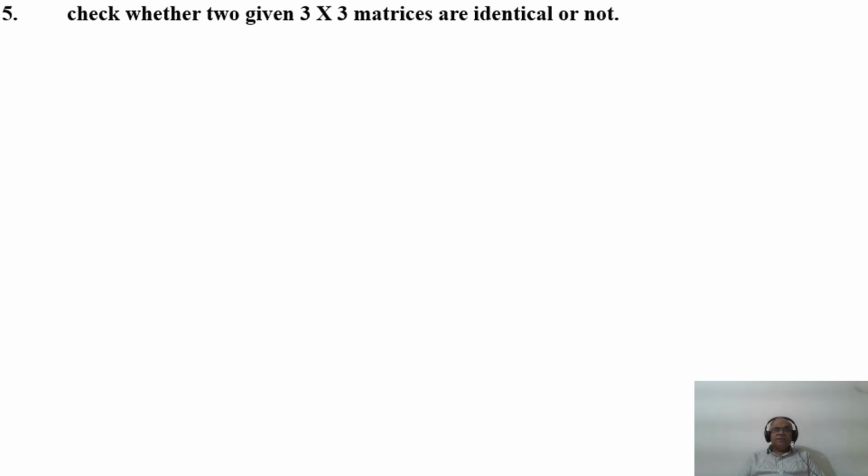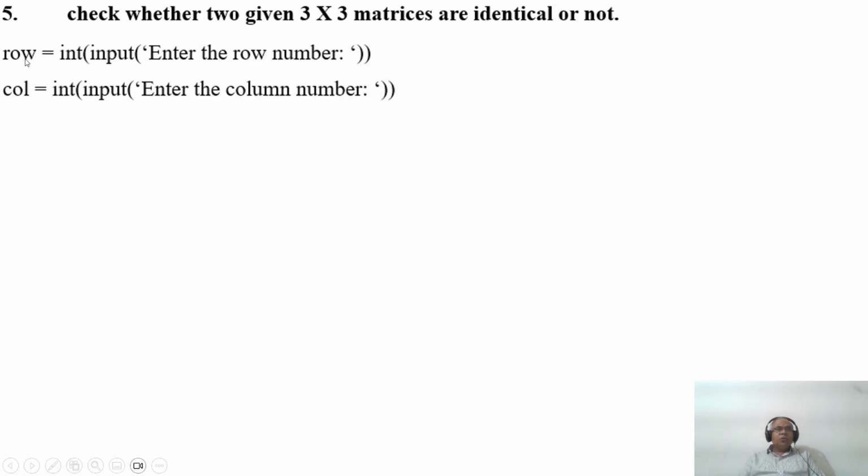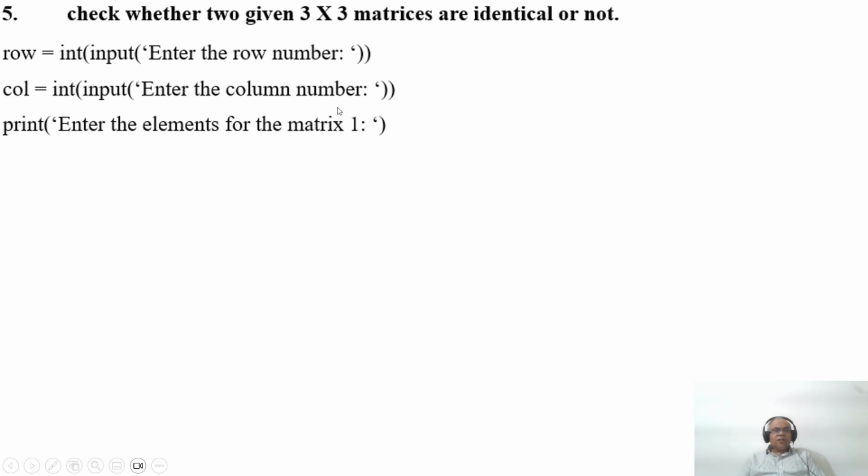So to do that, first I will create row equal to int input. Why is this int being used? Because in Python, whatever input we give will always be in the form of a string. I need to convert the string into an integer in this case, therefore I am using the int function. So row is equal to int input, enter the row number, and column is equal to int input, enter the column number. So how to read the elements of matrix 1?